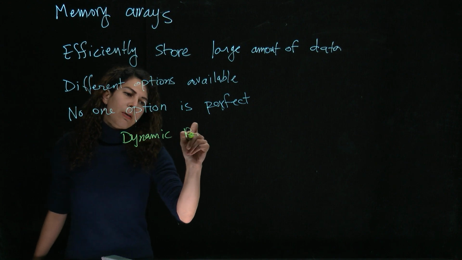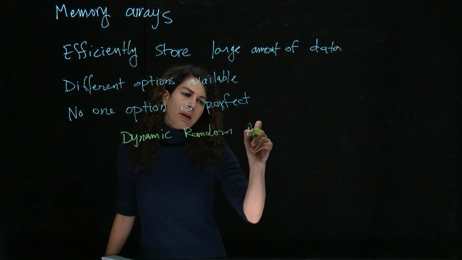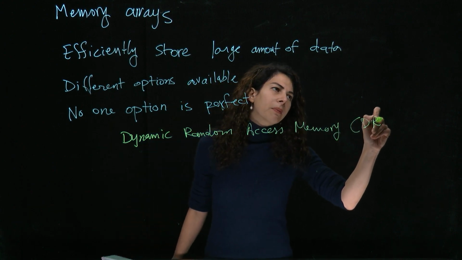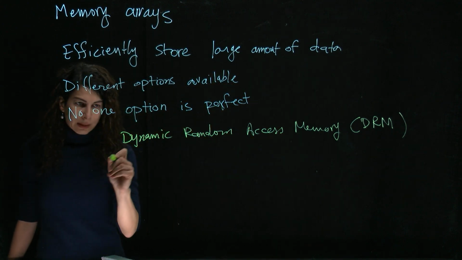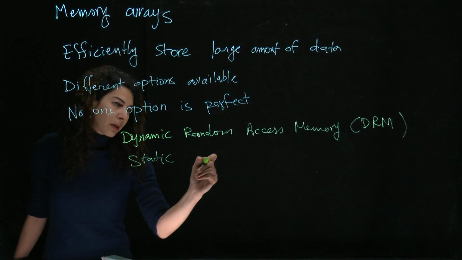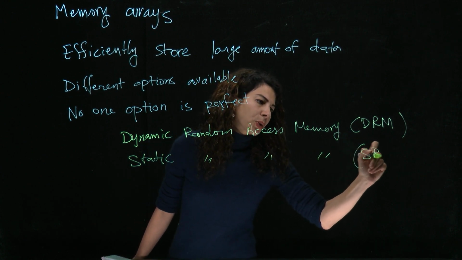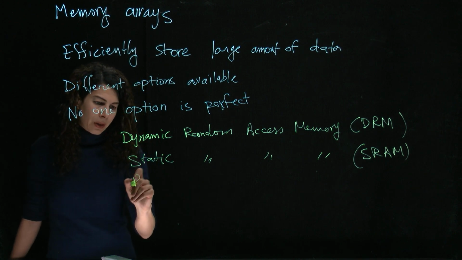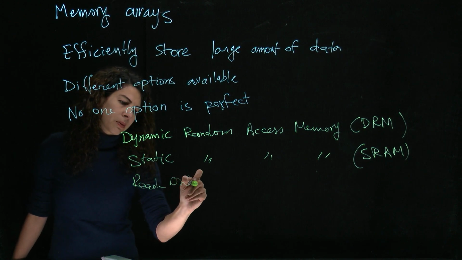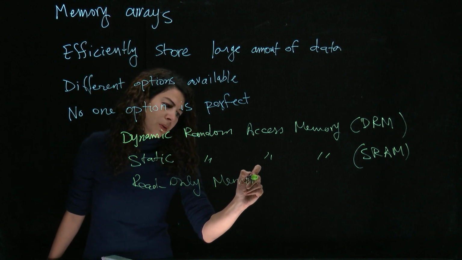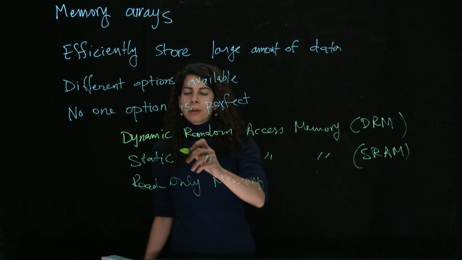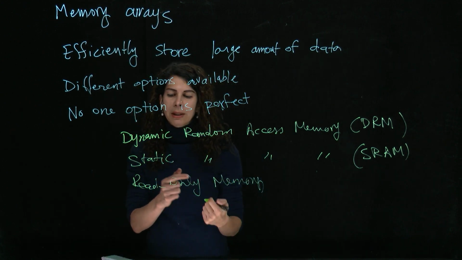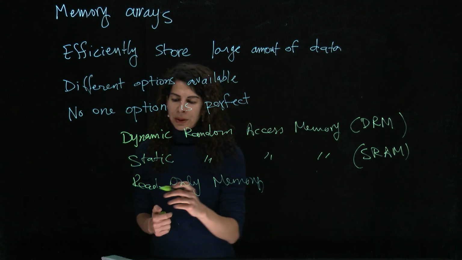Typical options for memory include the dynamic random access memory, or in short, DRAM, static random access memory, or in short, SRAM, and the read-only memory. As I mentioned earlier, these have trade-offs with respect to the size and speed and so forth, and the power they spend.